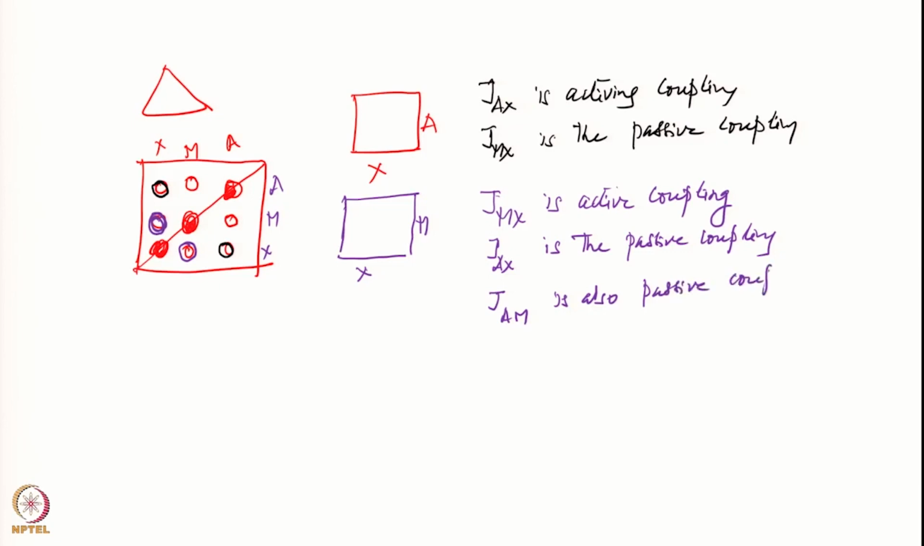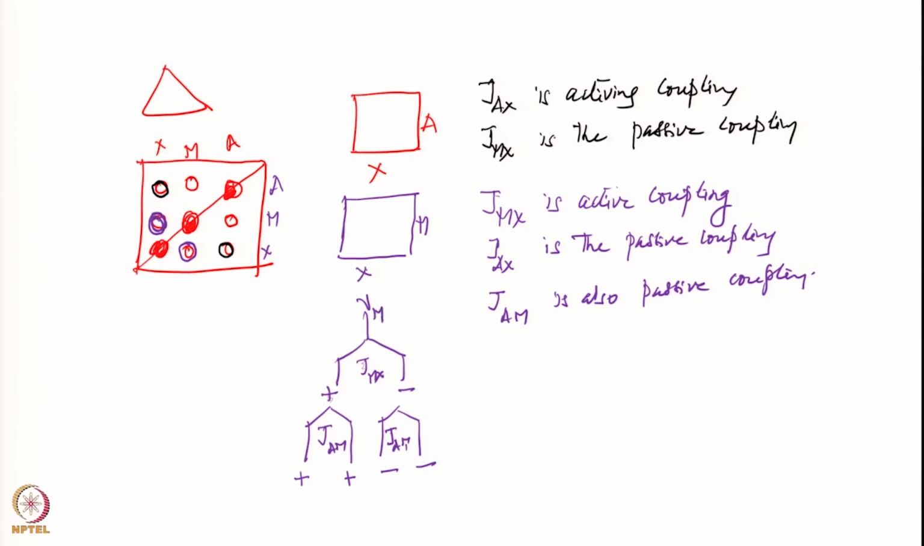Let me demonstrate that here. Let us draw the M multiplet. For this particular case, the M multiplet is plus minus from J_MX, and let us say J_MX is greater than J_AM, this is plus plus minus minus, and this is the J_AM coupling. Now this is for M.